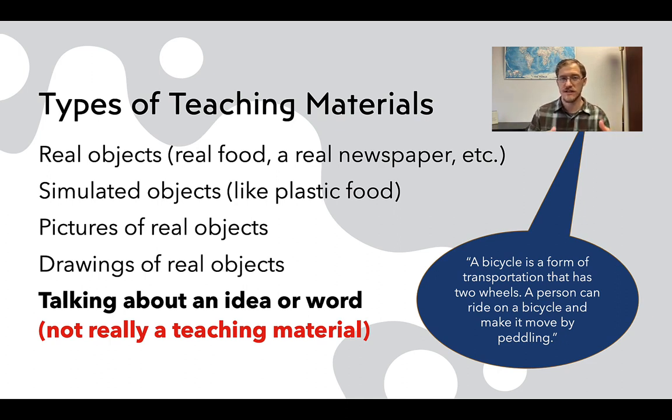So if we're just still talking about bicycles, think about if you had to describe a bicycle to someone without using a picture, without drawing it, without acting out the motion of a bicycle. You just have to say something like, a bicycle is a form of transportation that has two wheels. A person can ride on a bicycle and make it move by pedaling. And maybe your students know what transportation means, and wheels and all those things, and pedaling, but maybe not.